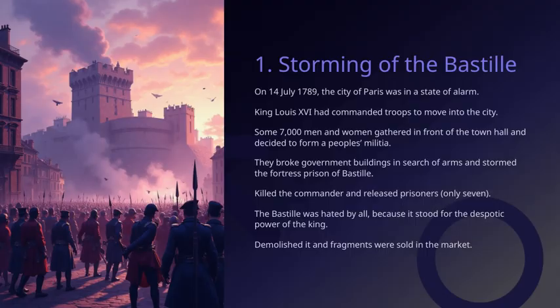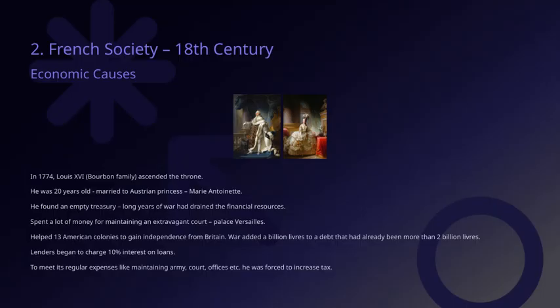In 1774, Louis XVI from the Bourbon family ascended the throne, and he was only 20 years old at the time. He was married to Marie Antoinette, an Austrian princess. When he took power, he found the treasury completely empty. This was mainly because years of war had drained the country's financial resources. He also spent a lot of money on maintaining an extravagant court at Versailles, which was very costly.